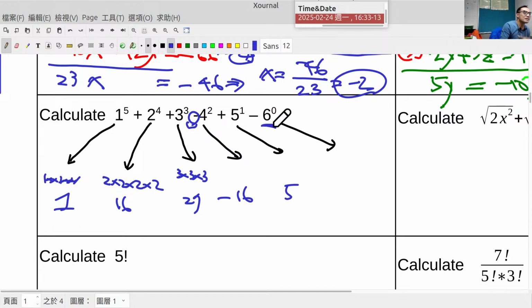Okay, what does it mean? Power of 0. Any number, as long as the exponent is 0, it means 1. Why? Don't ask me. I'm not a math expert. It's the definition. Any number to the power of 0, that is 1. That's 1. Don't be angry. I'm not a professor of math. That's a definition. Okay, so we can get it.